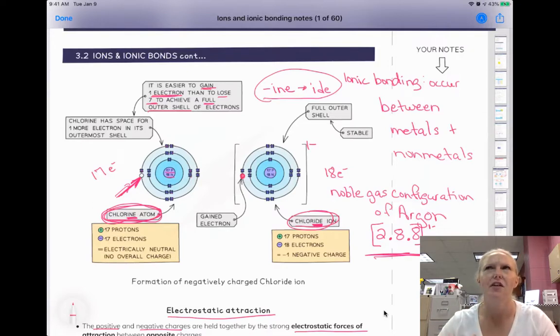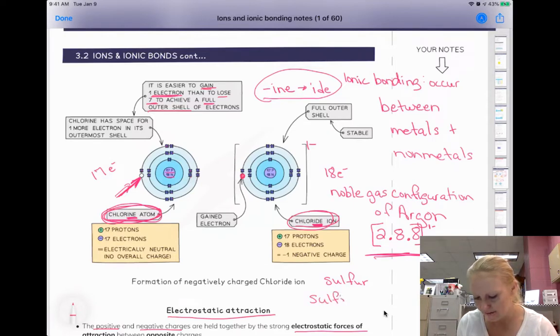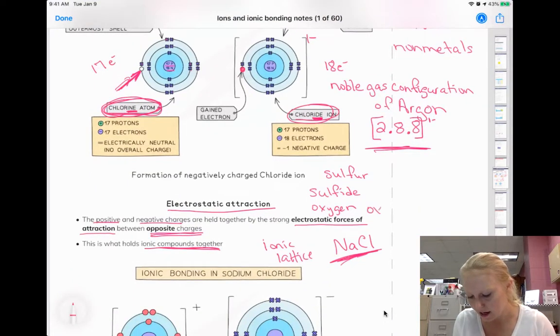Now you may be asking yourself, well, what if my nonmetal doesn't end in I-N-E? What do I do then? Well, that's actually kind of simple. You just take off the last few letters and again, change it to I-D-E. So for example, if you had sulfur and it gained electrons to become an ion, it would then be sulfide. Or if you had oxygen, you would just change the ending to oxide. So you're just taking off those last few little letters and changing them to I-D-E.